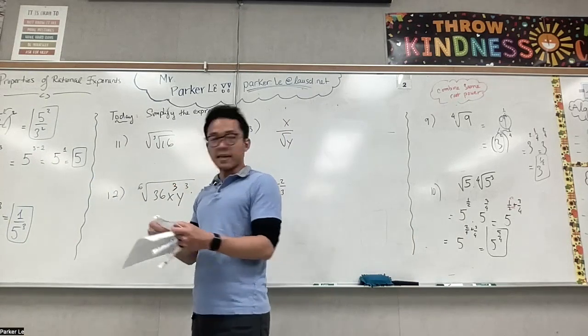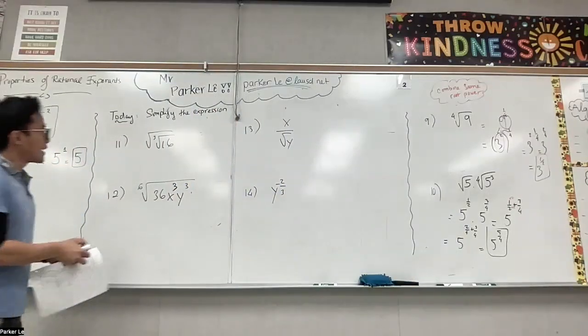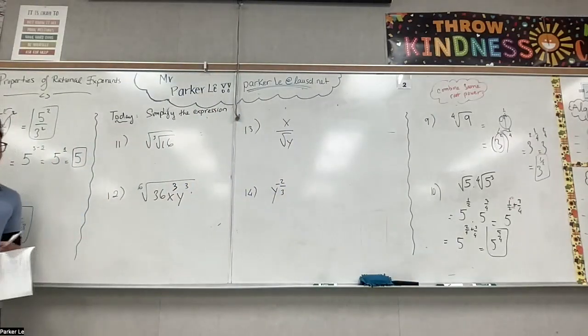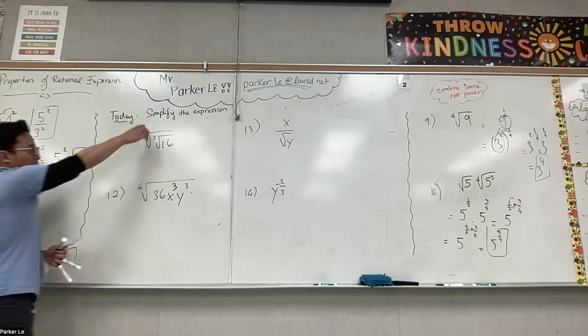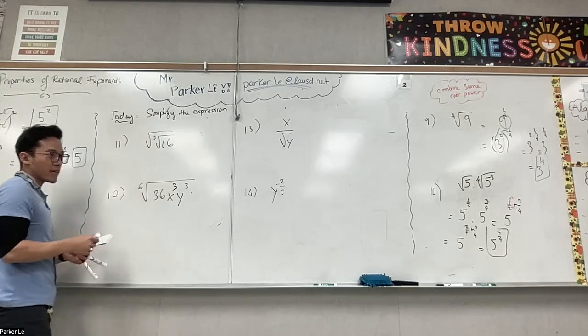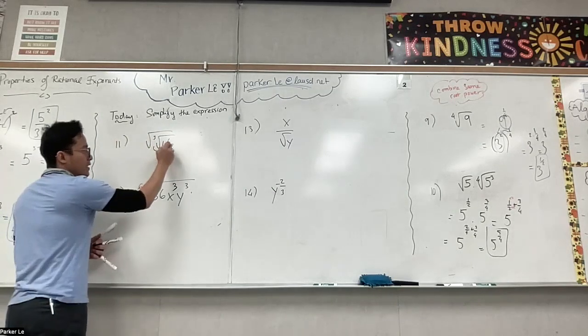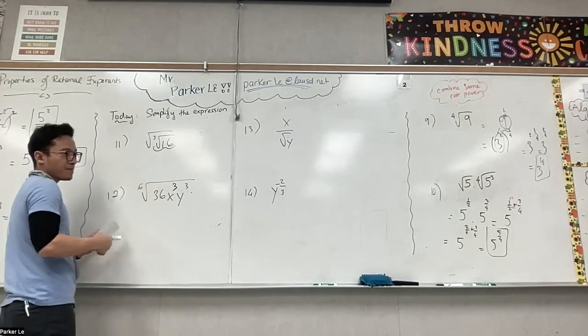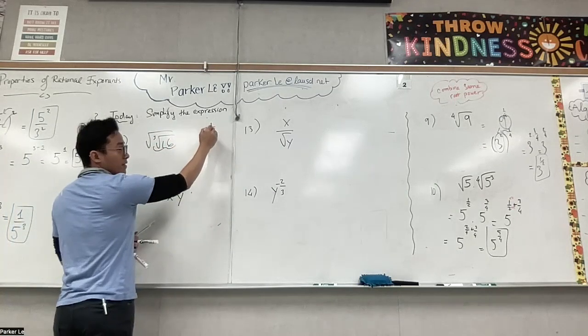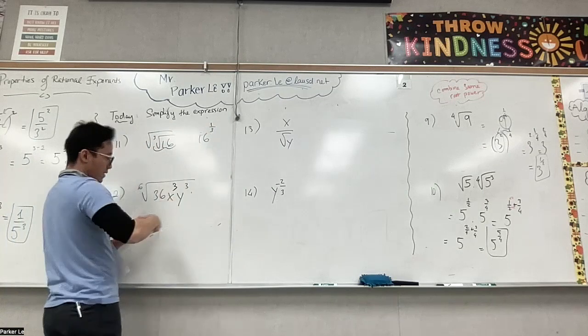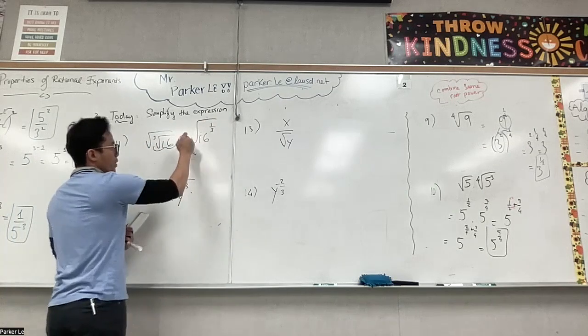All right, next person, Nayeli. 11, a little bit tricky. Work inside out, always work inside out. But again, this is simplified, so it's better to convert them to exponents. Can you convert the exponent inside first? What is that? 16, so 16 to the 1/3. Yeah. And you still have the big square root outside.